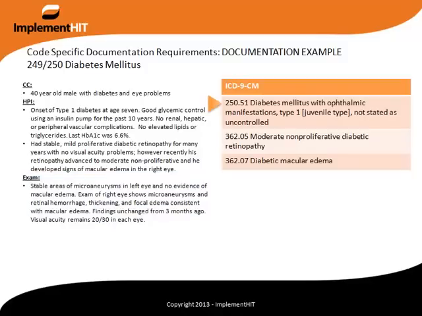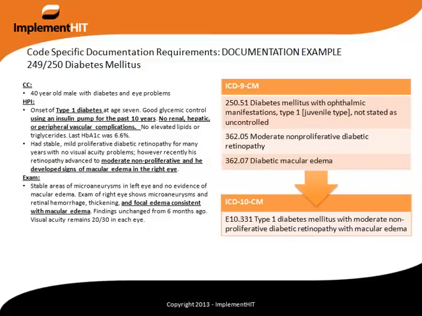In ICD-9, this clinical scenario would require 3 codes: 250.51 for type 1 diabetes with ophthalmic manifestation with good control, 362.05 for the moderate non-proliferative diabetic retinopathy, and a third ICD-9 code, 362.07 for diabetic macular edema.